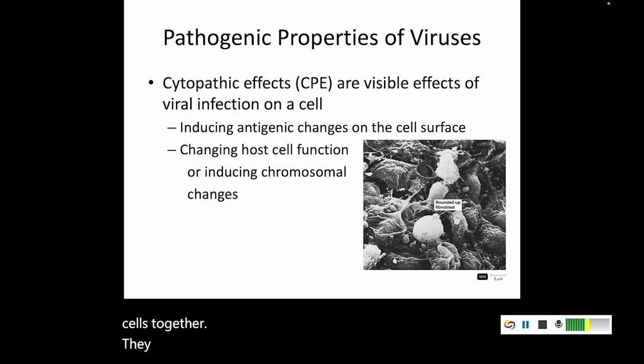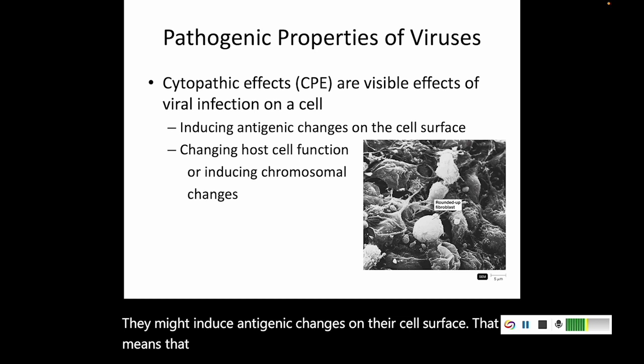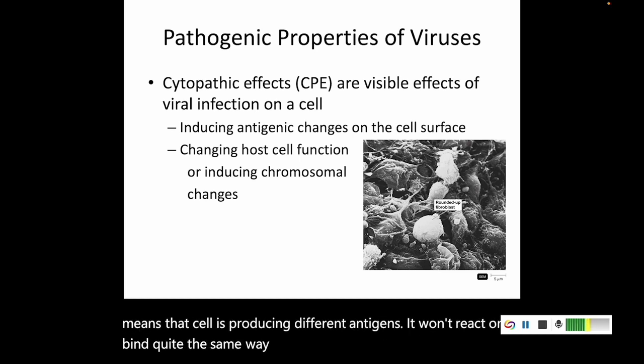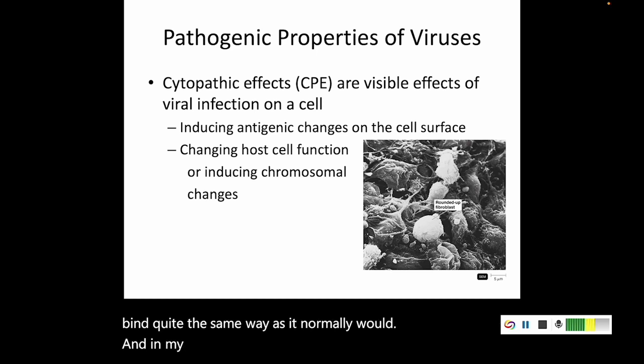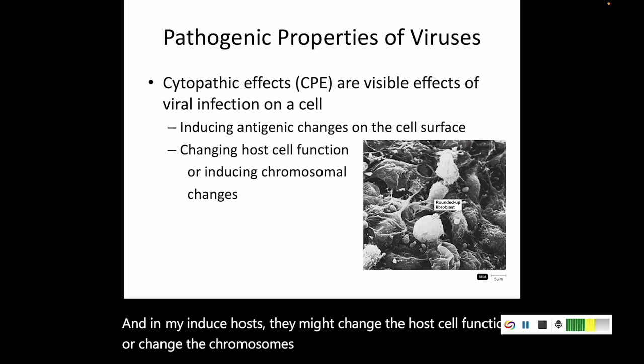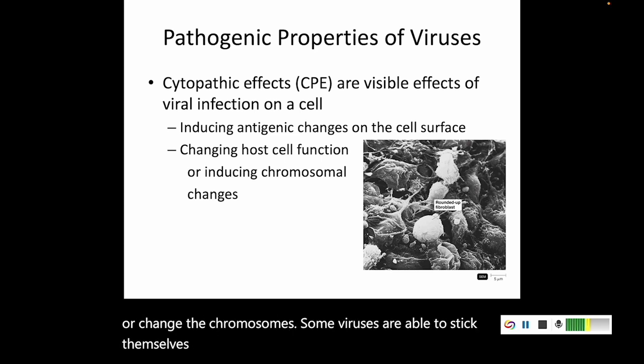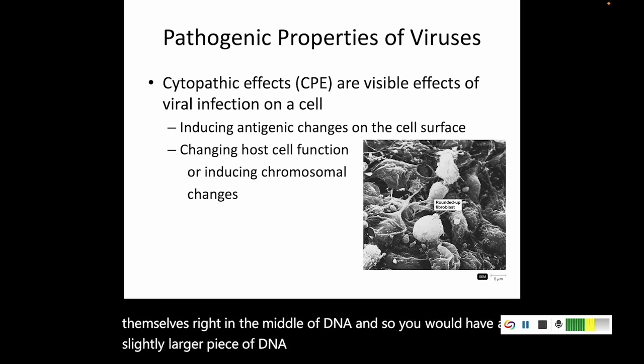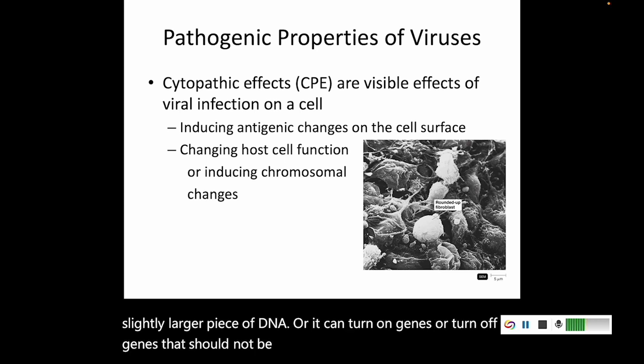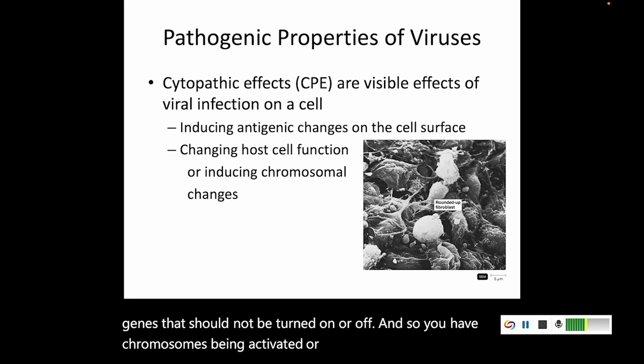They might induce antigenic changes on the cell surface. That means that that cell is producing different antigens. It won't react or bind quite the same way as it normally would. And it might change the host cell function or change the chromosomes. Some viruses are able to stick themselves right in the middle of DNA, and so you would have a slightly larger piece of DNA. Or it can turn on genes or turn off genes that should not be turned on or off. And so you have chromosomes being activated or inactivated inappropriately.